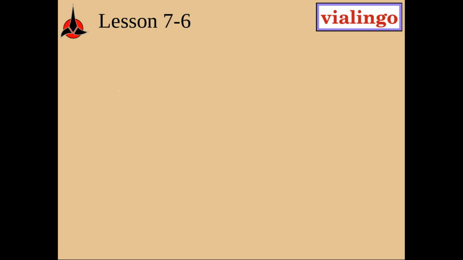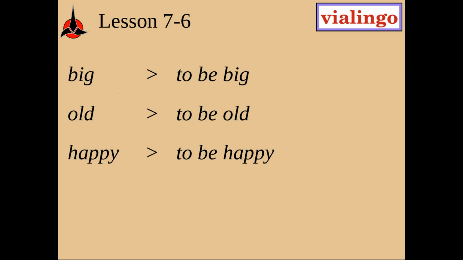Now let's talk about adjectives. Adjectives, like the English words big, old, and happy, are describing words. The Klingon language doesn't have any adjectives. Instead, it uses verbs which mean to be big, to be old, to be happy, and so on. Let's learn some of those words now.